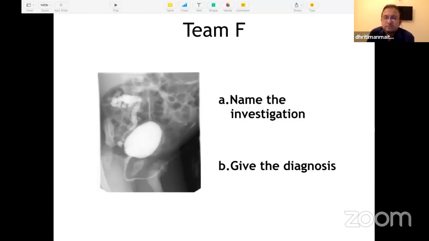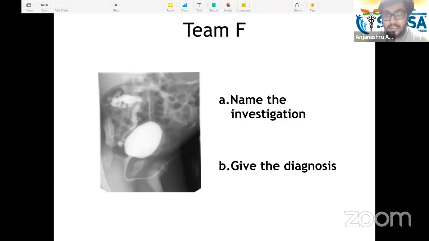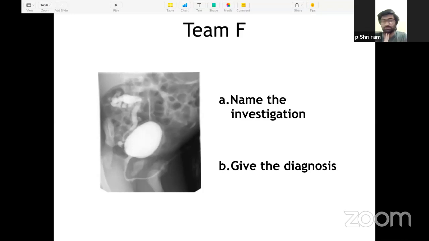Yes, sir. So the scores are: Team A has 37 points, Team B has 32.5 points, Team C has 37.5 points, Team D has 35 points, Team E has 17.5 points, Team F has 39 points. So moving on to round 11. Moving on to round 11, we start with Dhritiman. What's the link?